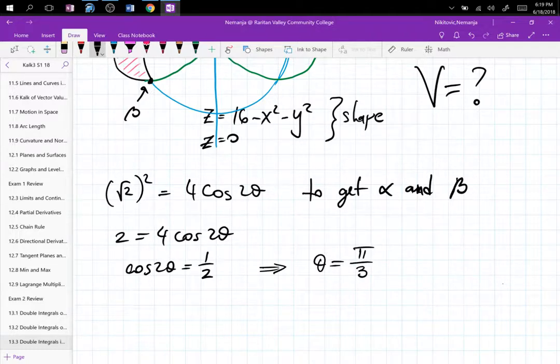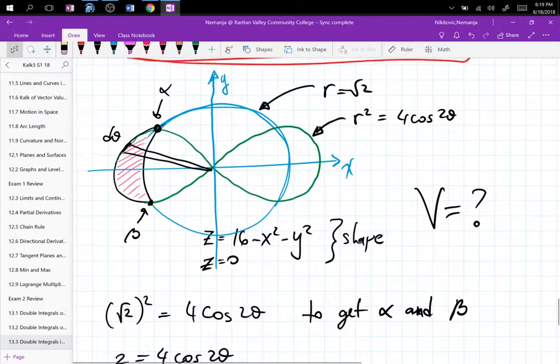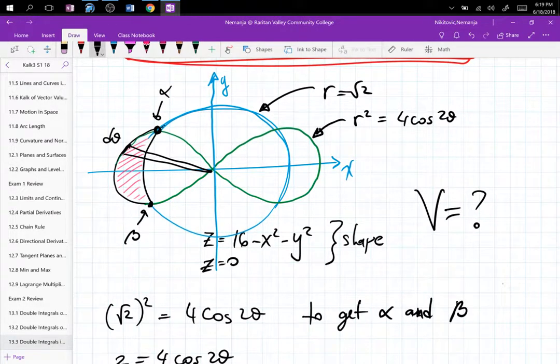Wait, is that 2 theta equals pi over 3? From where theta is pi over 6. Okay. So I know that this angle here is pi over 6. If that angle is pi over 6, then this one is also pi over 6 away from here. So that's 6 pi over 6, and this is 7 pi over 6.